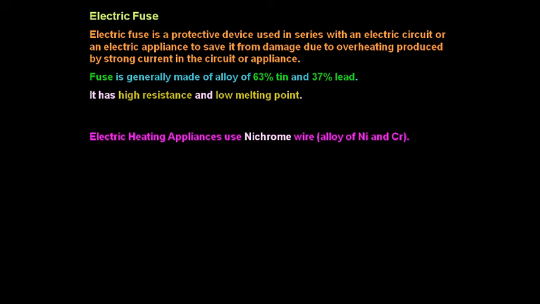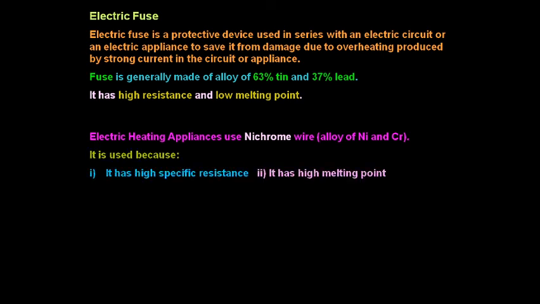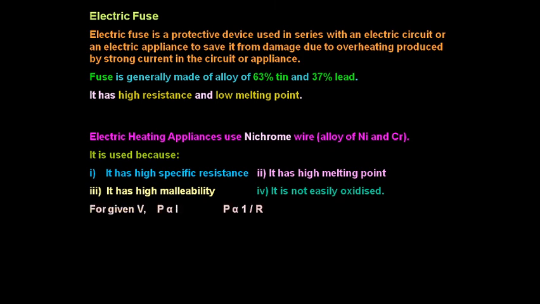Electric heating appliances use nichrome wire, an alloy of nickel and chromium, just like in the electric heater, electric rod, and geyser in household circuits. That is one application of the heating effect. It is used because it has high specific resistance, a high melting point, and high malleability, and it is not easily oxidized.